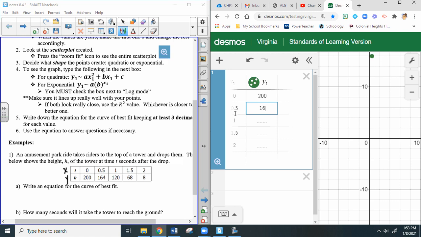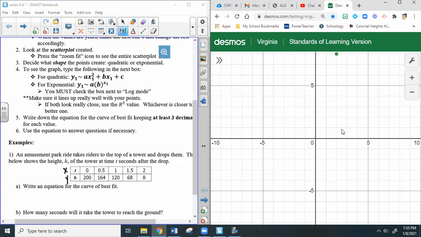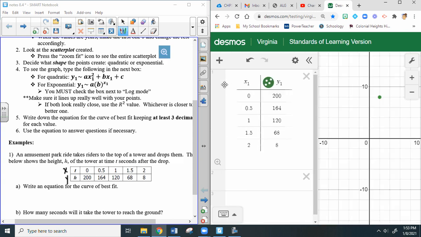200, 164, 120, 68, and 8. Okay? Now, you actually can hide this at this point, right? And I don't know about you, but I don't see much. That's okay. Maybe I shouldn't have hit it yet. All right? Because the next step says, look at the scatter plot created, but it's hard to see it.